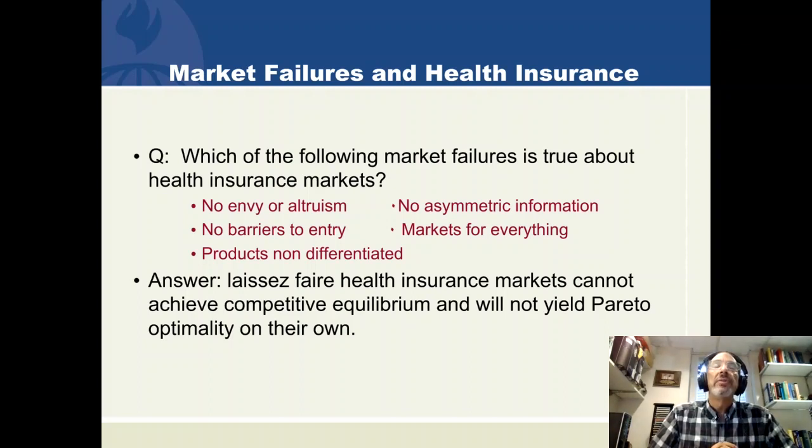Health insurance markets do have barriers to entry. There are efficiencies of scale. There are non-differentiated products. There are brands of insurance. There is the Kaiser brand of insurance, which is very differentiated and different from other no-name insurance brands.